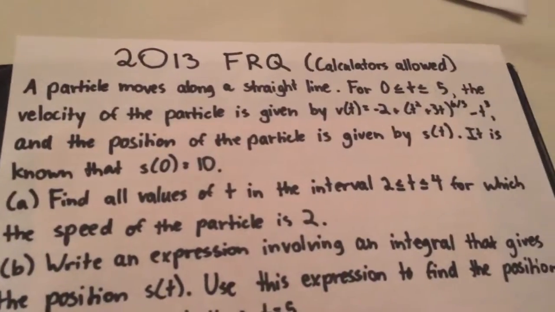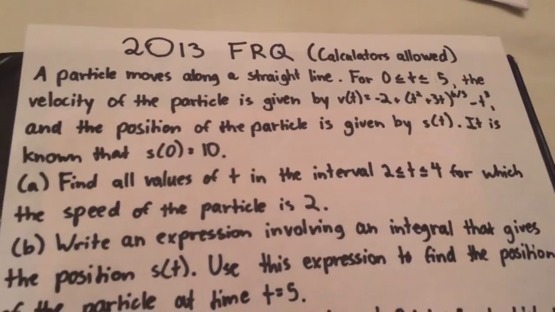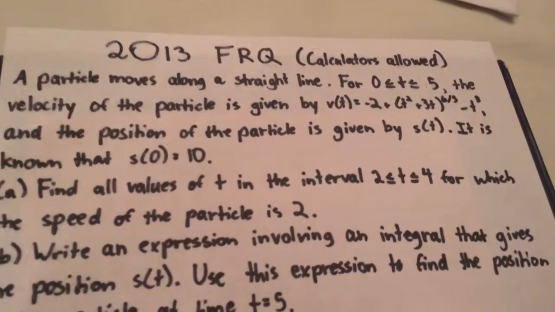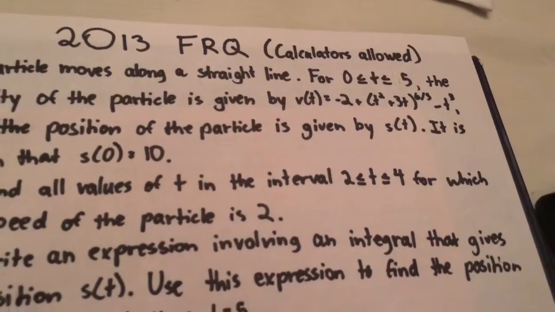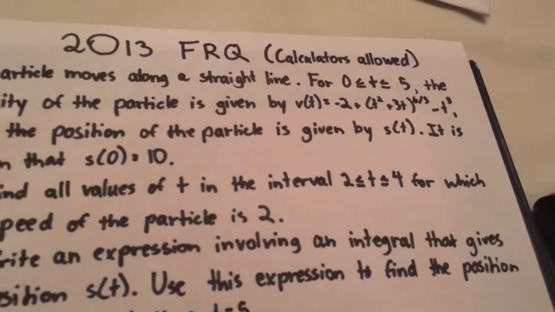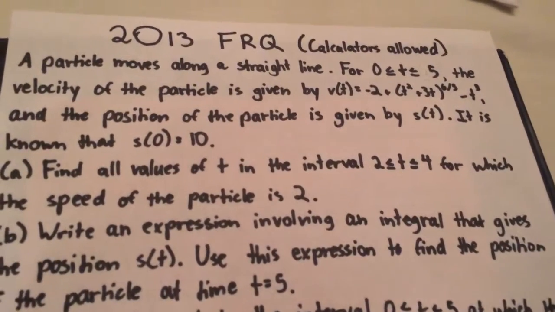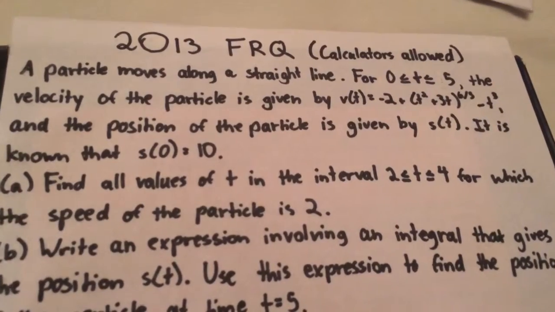A particle moves along a straight line. For the interval 0 to 5, the velocity of the particle is given by v of t equals -2 plus t squared plus 3t raised to the 6/5 power minus t cubed. And the position of the particle is given by s of t. It is known that s of 0 equals 10.